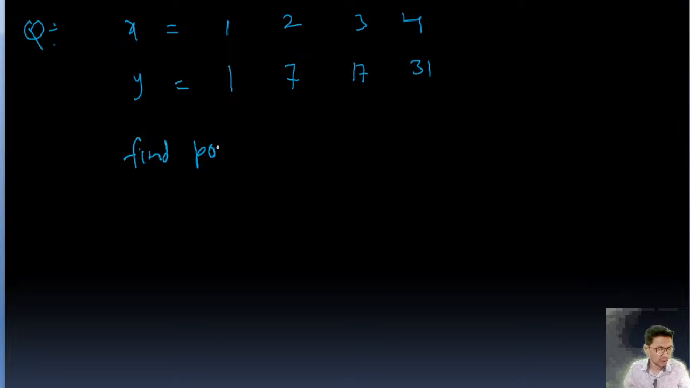the same question, guys. We have the same question, and we need to find the polynomial for it. Same question means x equal to 1 2 3 4 and y equal to 1 7 17 31. So these are the values. Now you need to find the polynomial of it.